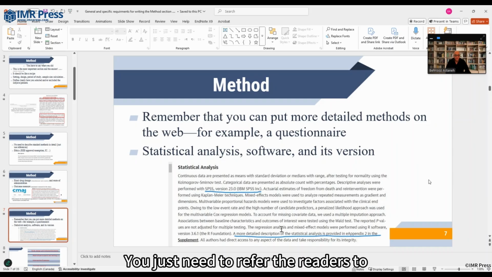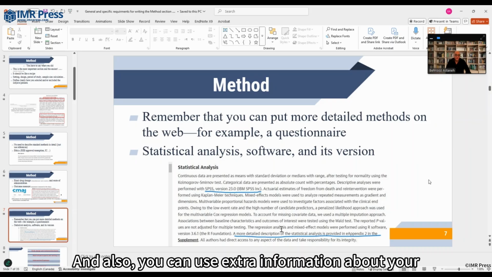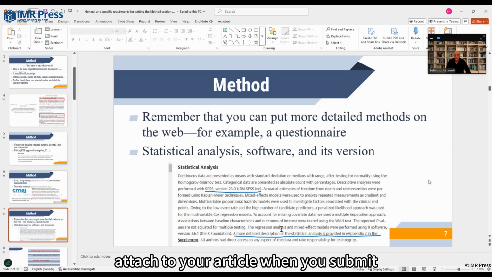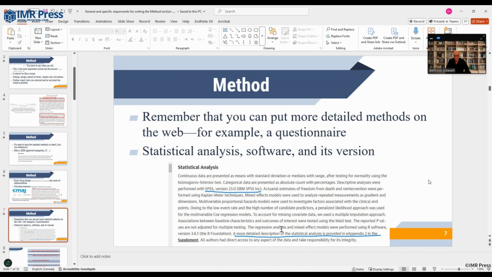You just need to refer the readers to the web version of your article that is published on the website of the journal. And also you can use extra information about your methodology in the supplementary files that you can attach to your article when you submit your article to the related journal.